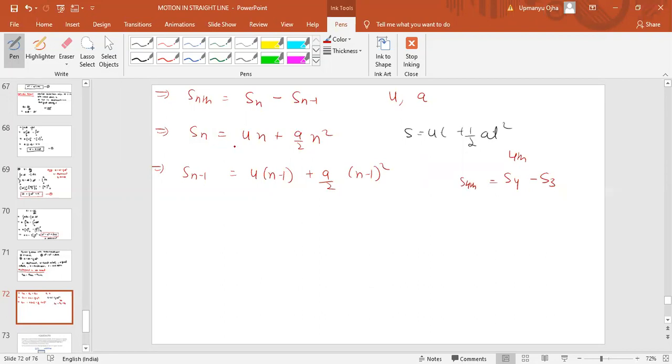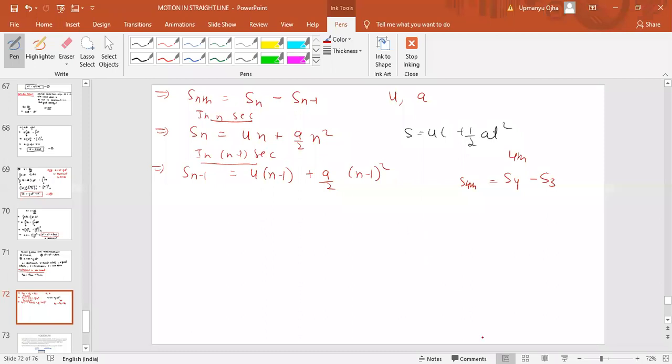So if in n seconds displacement is un plus a by 2 n square, then in n minus 1 seconds, what is the displacement? In the place of t, we have to replace it by n minus 1. So S(n minus 1) equals u(n minus 1) plus a by 2 (n minus 1) whole square. Is this correct or not?